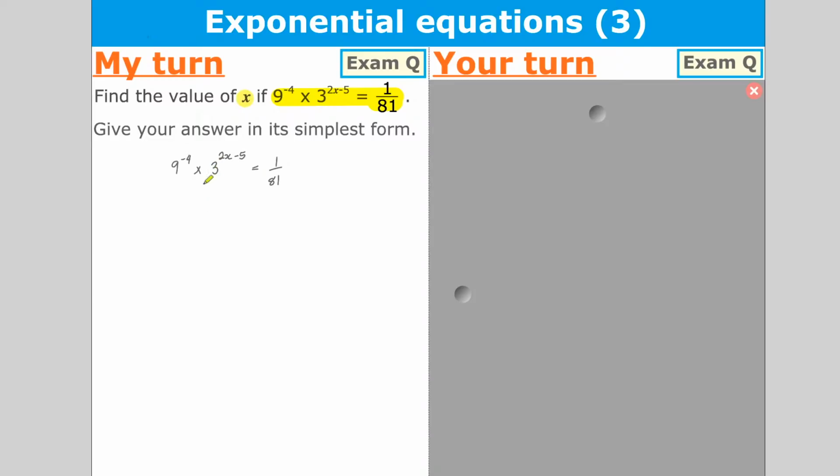What base should we use? Could be 9, could be a lot of things. 3 is a good one because I know I can write 9 as a power of 3. I know I can write 81 as a power of 3 as well. So I'm going to pick 3 as my base and convert everything to have a base of 3. 1 over 81, you guys should know, is 1 over 3 to the power of 4, right? Which is 3 to the negative 4. So 1 over 81, I just did it as a bit of side working to save us a hassle.